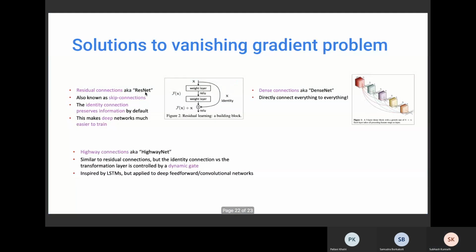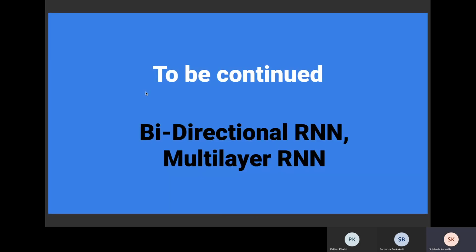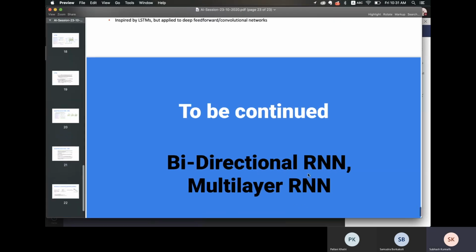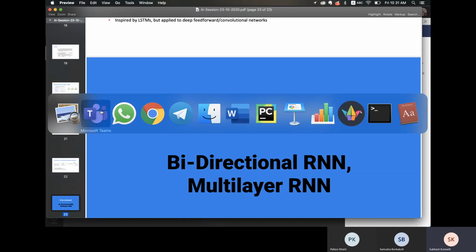So that's about the vanishing gradient problem and its solutions. And in our next lecture, we'll have discussions on bidirectional RNN and multilayer RNN, and we can also start with transformers. Any queries?